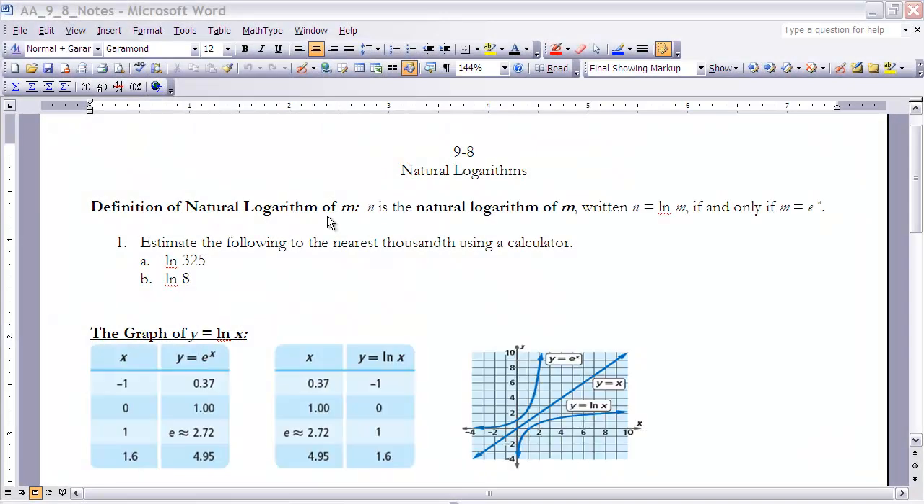Alright, these are the notes for section 9.8, natural logarithms. If you haven't done so already, make sure you pause the video at this time and read section 9.8 before continuing on with the video.